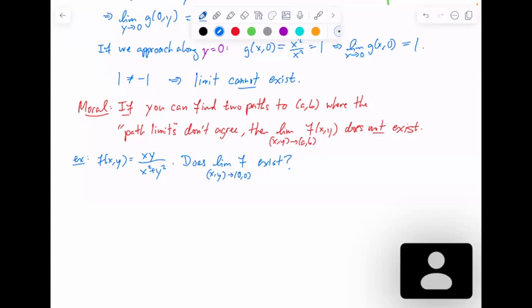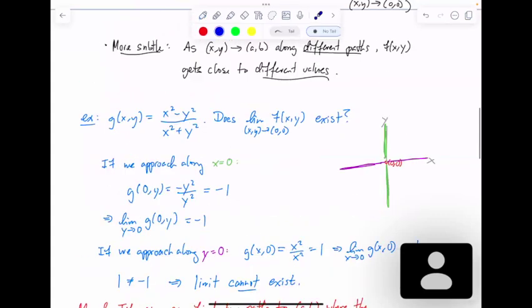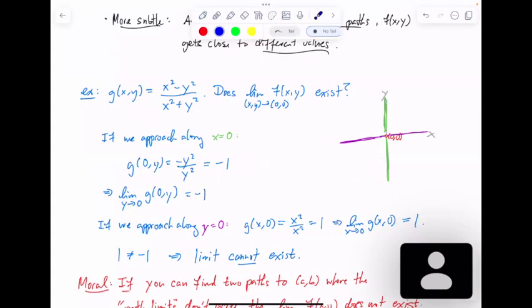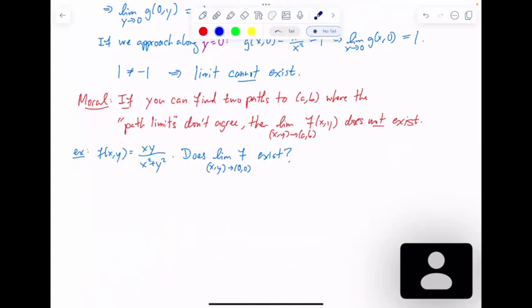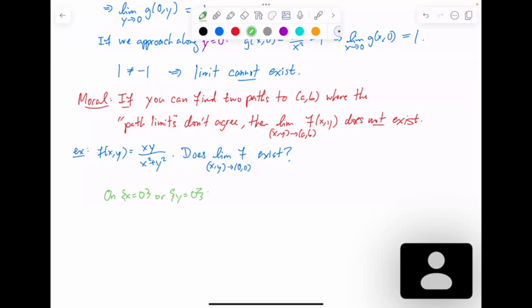So once again, let's repeat what we've done so far. Here we set x equals 0 for this axis, y equals 0 for this axis. What happens if we do the same thing for this function? So let's say on x equals 0 or y equals 0, what happens? Does someone want to volunteer? So without being at the origin, you're away from the origin, but you're on either x equals 0 or y equals 0.